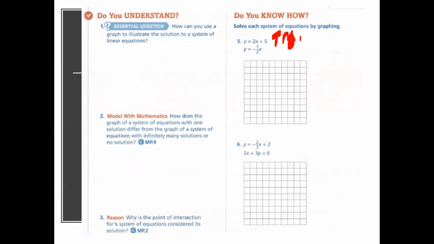And I'm going to go ahead and grab one more. So let's go ahead and grab number 6. For number 6, you have to solve for y for the second equation. Move the 2x over, so you have 3y is equal to negative 2x plus 6. Then you divide by 3 on everything. So your answer is y is equal to negative 2 over 3x plus 2.